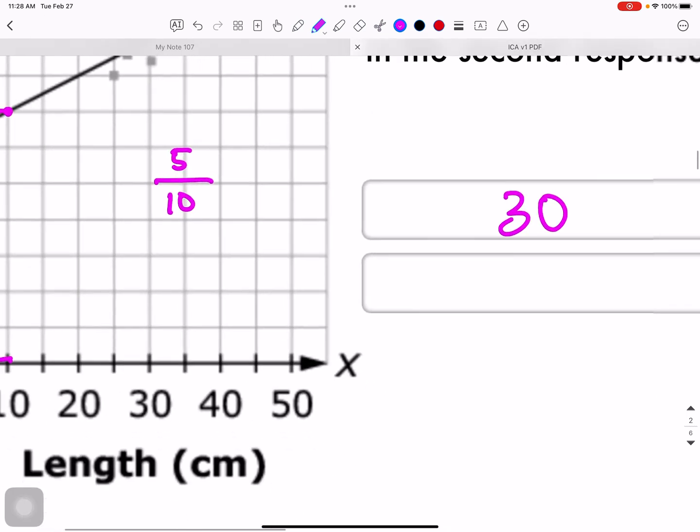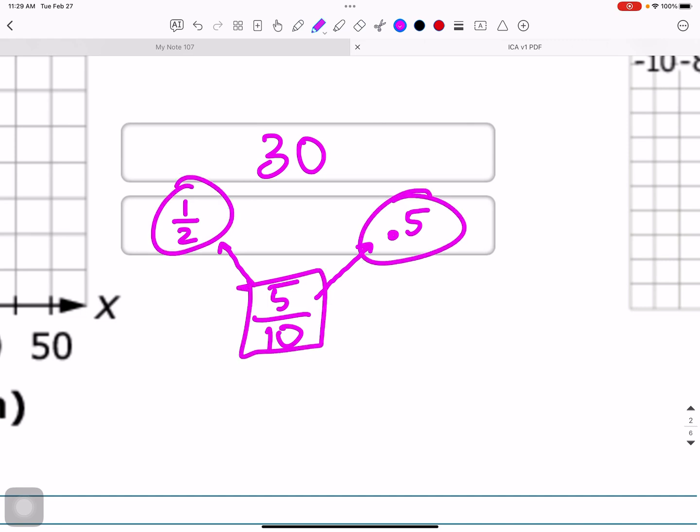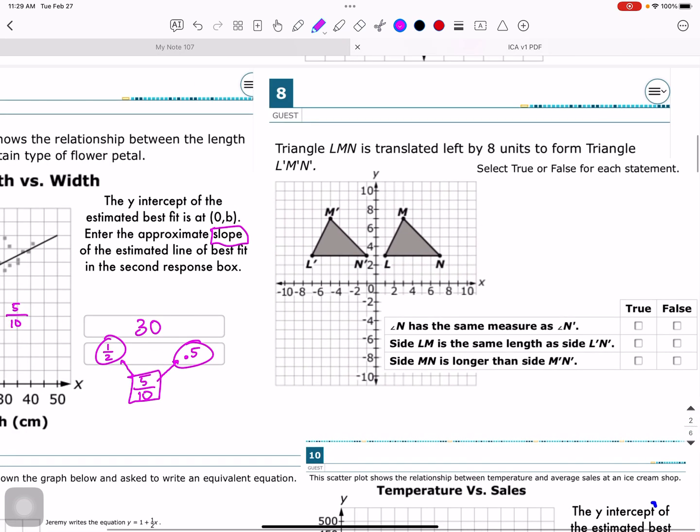If you put 5/10, you're wrong. So we cannot put 5/10. But if you reduce that, if you took a 5 out, it's actually 1/2. If you're not good at reducing, you could, on your calculator, do 5 divided by 10 and get 0.5. Either one of those is right. This is wrong.